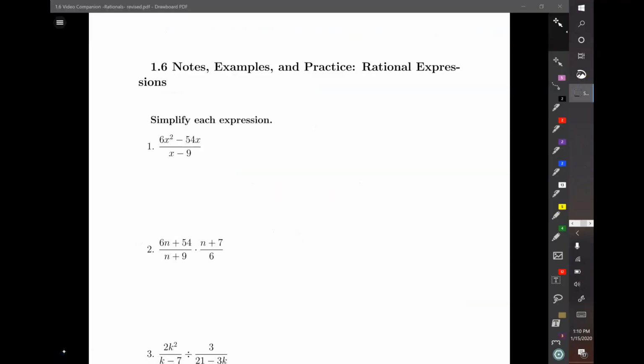So I've switched over to the video companion worksheet 1.6. It says notes, examples, and practice, rational expressions. So we have simplify each expression. Number 1, 6x squared minus 54x, all divided by x minus 9.